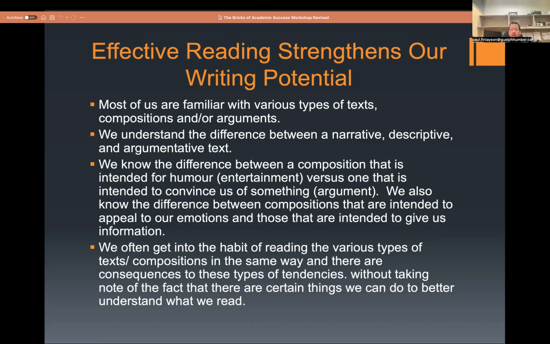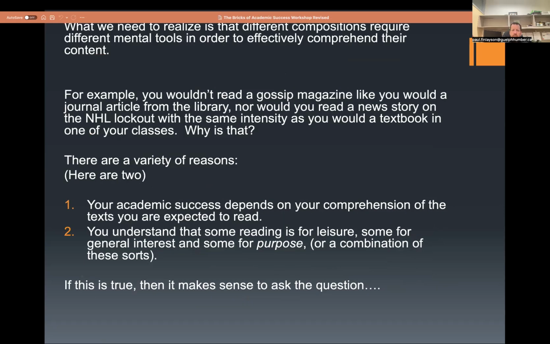So the point here is that we can read stuff very superficially, and sometimes it's okay if it's advertising, if it's comic books or something very light. But when it's something very serious, we need to read it in a different manner. It says here, you wouldn't read a gossip magazine like you read an article from the library or a news story, and it says on the NHL lockout, which isn't happening, as a textbook. Why is that? Because the textbook is harder to comprehend. It's more important for your life because you have to understand it, and it's written at a higher level.